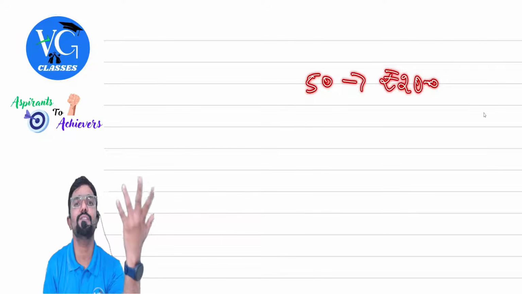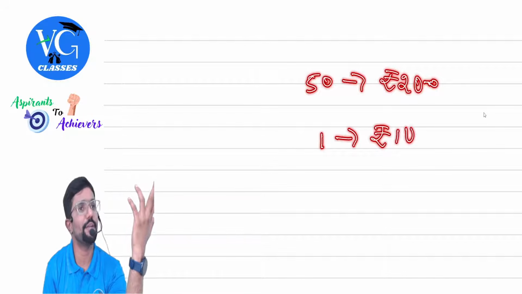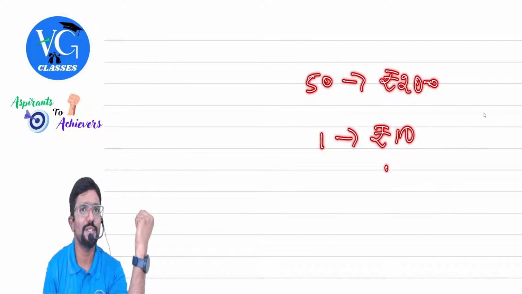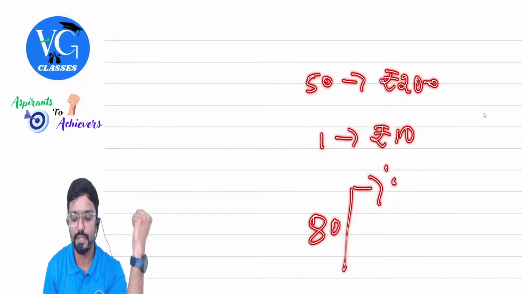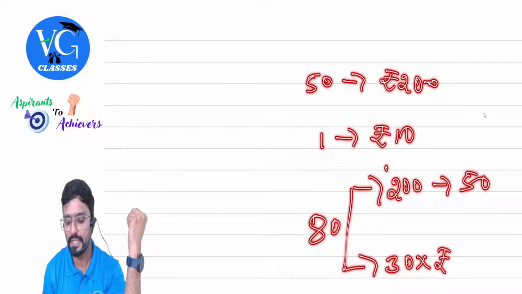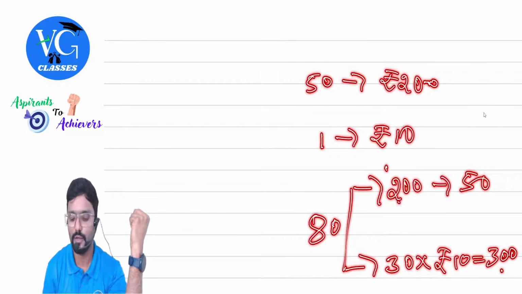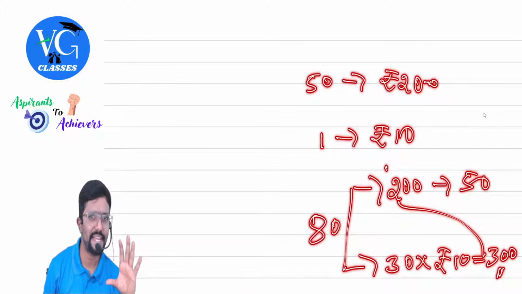But if you consume more than 50, assume they are charging 10 rupees for every unit. Now assume you have consumed a total of 80 units. How much do we have to calculate? 200 is for the first 50. For the remaining 30, how much, guys? 10 each, so that comes to 300. So what is my total bill? 200 plus 300, that is 500. Hope you're getting it.